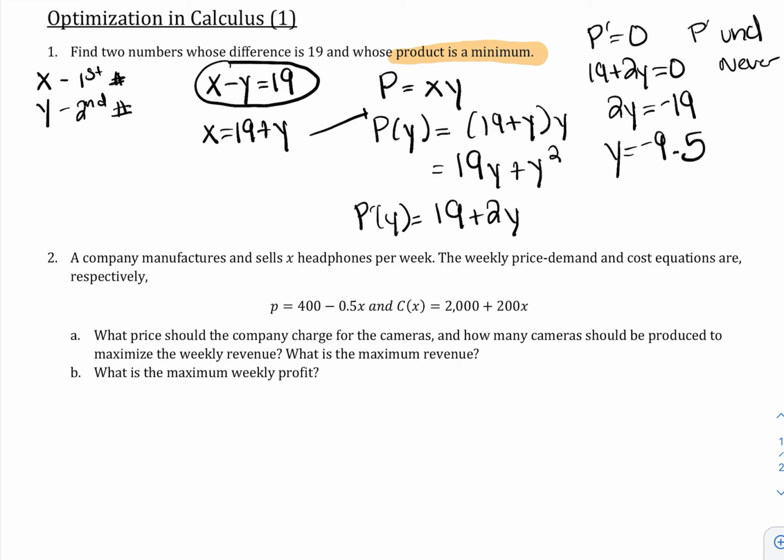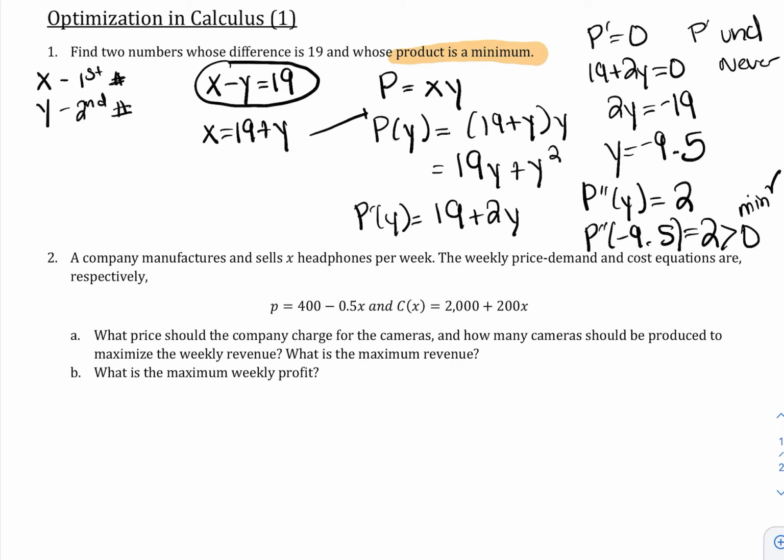I need to see if it is a minimum or a max. And now you have a choice. You can either do it using the first derivative test or the second derivative test. I'm going to use the second derivative because it's so easy to find the second derivative of this function. The second derivative is 2. So when I plug in negative 9.5, it's still going to be 2 because it's a constant. So greater than 0 means a min. So check. Do not assume whether it's a min or a max. It's a very common thing that I see people miss.